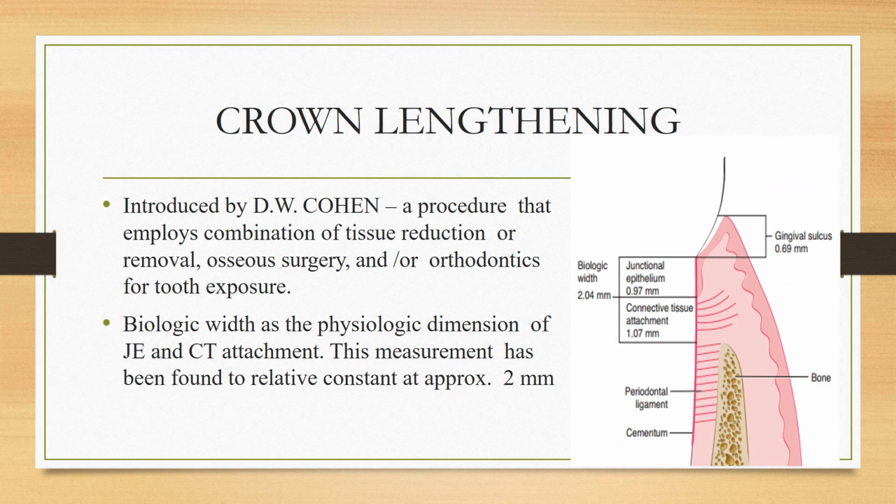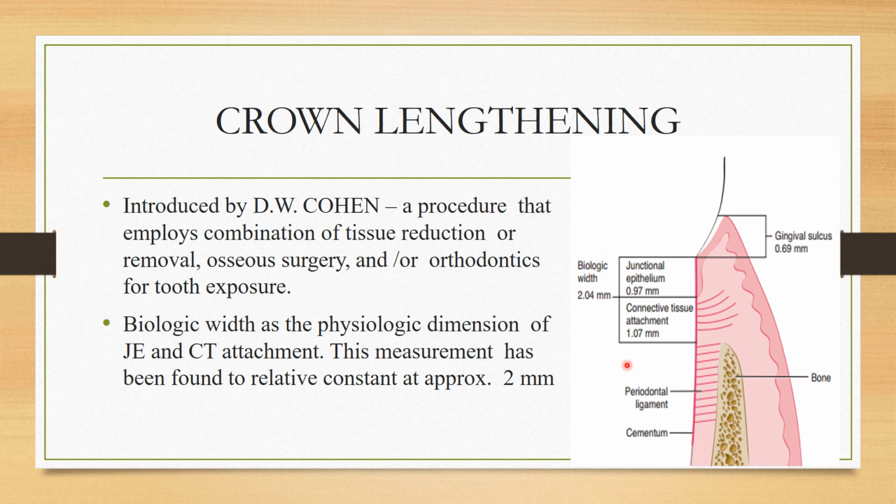So the next procedure is crown lengthening. When there is an inadequate amount of crown or tooth structure for the crown to be placed, we need to do this procedure. So what is this procedure? This is a procedure that employs a combination of tissue reduction or removal, osseous surgery, or it can be done by orthodontic extrusion. The main idea behind crown lengthening is to maintain the biological width.